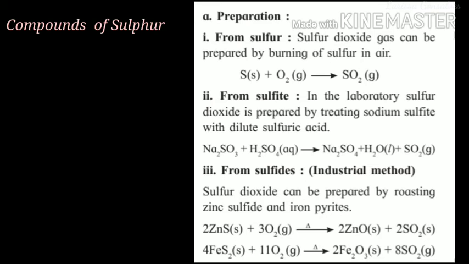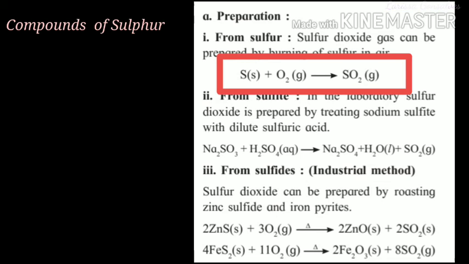Sulfur dioxide is prepared from sulfur, sulfite and sulfides. When sulfur dioxide is prepared from sulfur, the sulfur is burned in presence of air to give sulfur dioxide. So here is the reaction. Sulfur, which is denoted by S, burning in presence of air, means of course oxygen. So it combines with O2 to give SO2, that is sulfur dioxide.